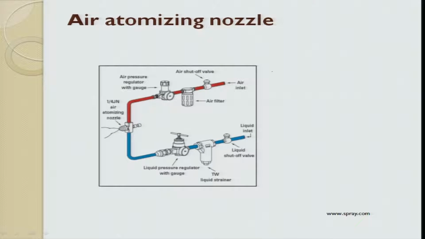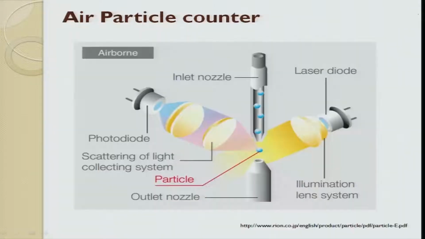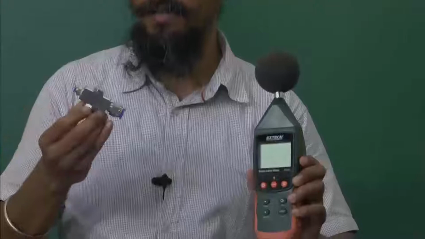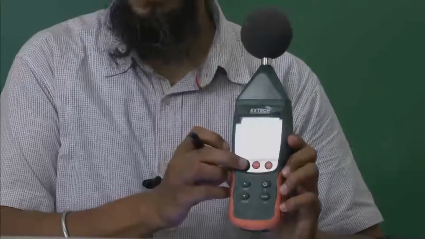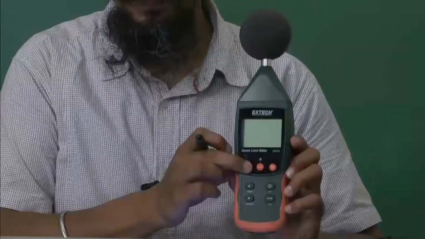Now, next what we have here is the sound meter. Two of the instruments here are portable, like that I could bring to this recording room as well. I will show you that instrument in the lab demonstration. I have the sound meter and our air atomizing nozzle with us. This is our sound meter. I have a power button here, right.